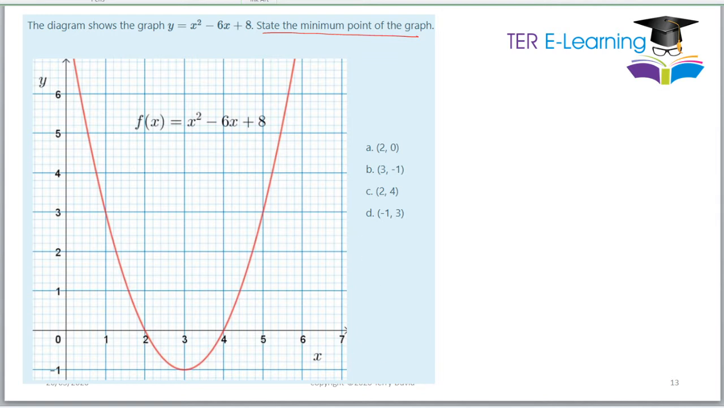So what did you all say for the answer? All right. So most of you all are saying B, right? So the minimum point in this case here is this point here, right? This is my minimum point. This is my X value and this is my Y value. So the coordinates of this point here will be 3, minus 1, right? So the answer is B. All right. So let's look at this next question here, right?